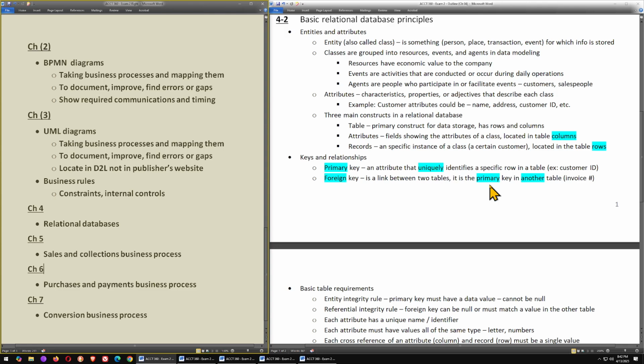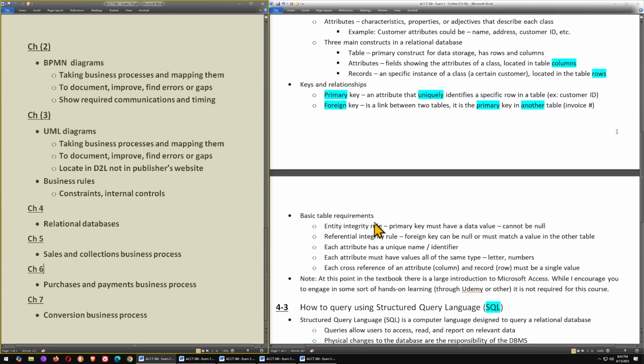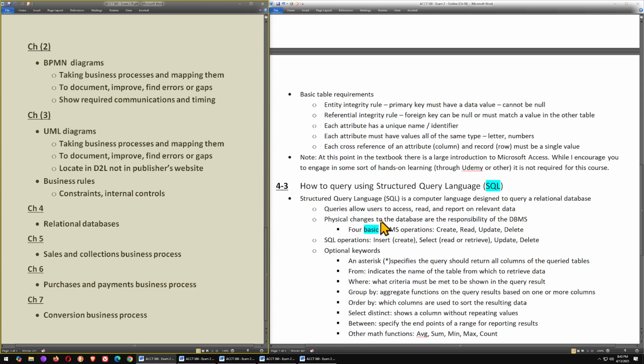So if you've got an order table, maybe you've got an order number, and then somewhere down in the details is the customer ID. The customer ID is not the unique identifier for the order, but if you want to find out who made this order or who this order is for, you go down to the customer ID field, and then you find out all the specific information. That's what brings you to the next table. There's a bunch of requirements. The most common type of database management system is called SQL, or Structured Query Language.